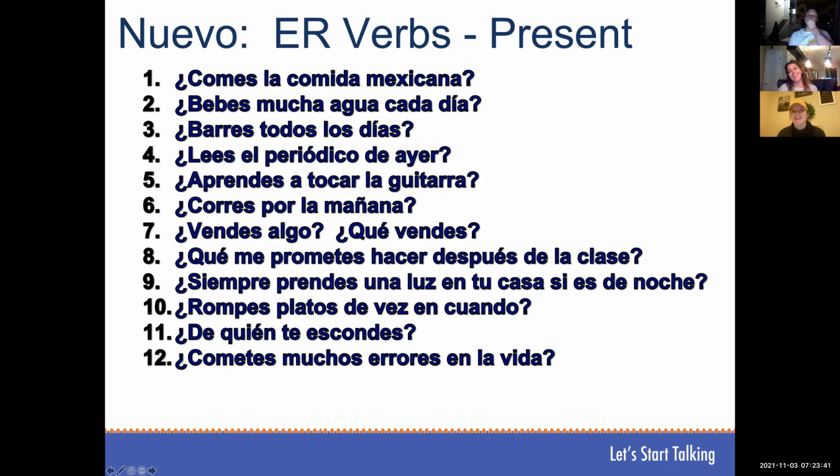Cosas, no. Cometes muchos errores en la vida. Sí, cometo muchos errores en la vida.